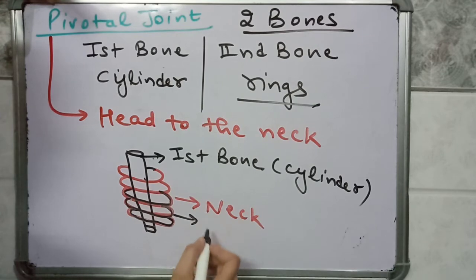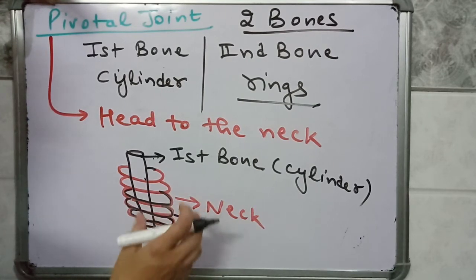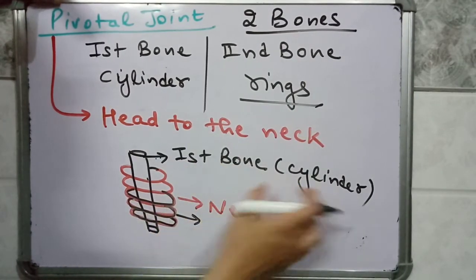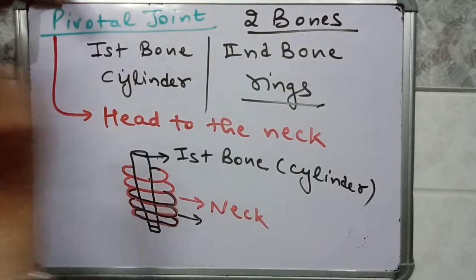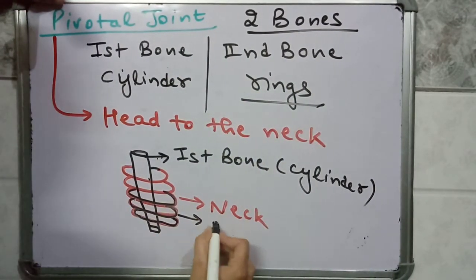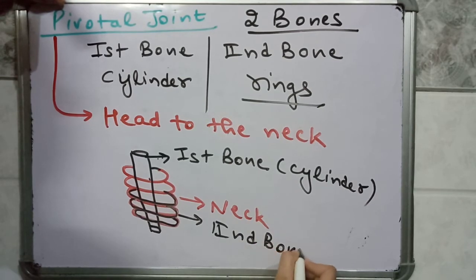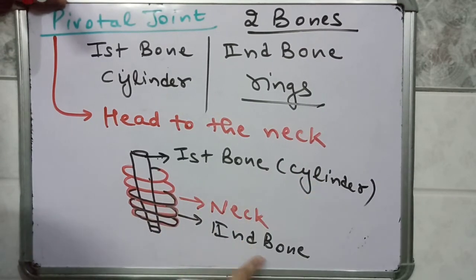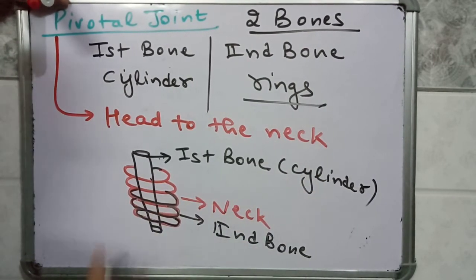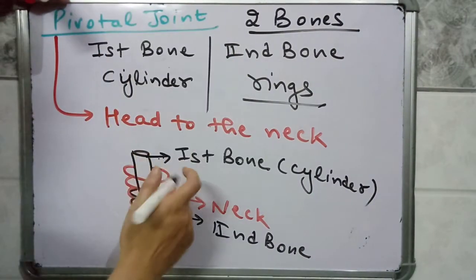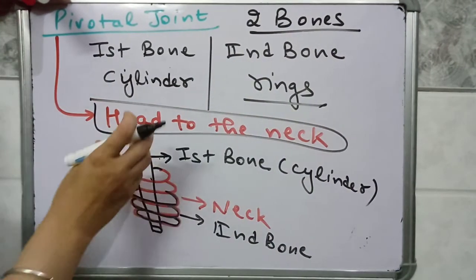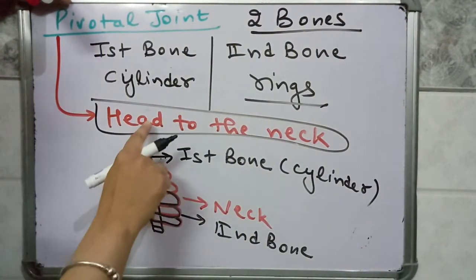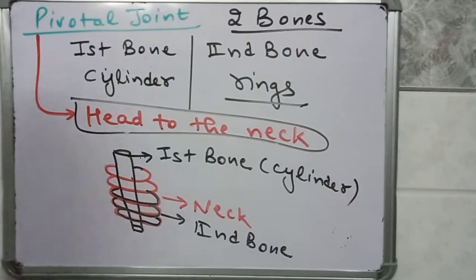Here two bones are connected. The first bone is in the shape of a cylinder and the second bone is in the shape of so many rings. So this kind of joint is present in our head and neck. Our head and neck are connected with the help of the pivotal joint.